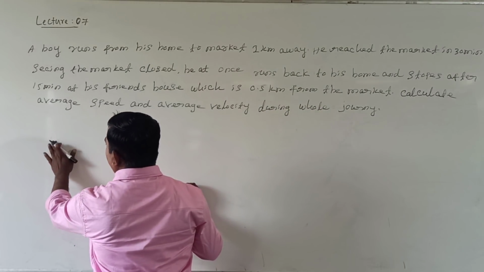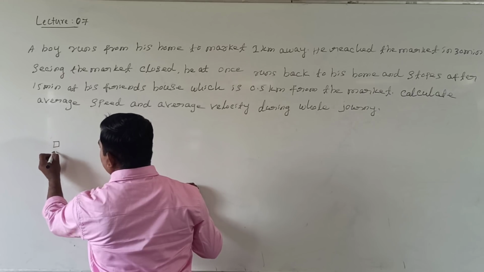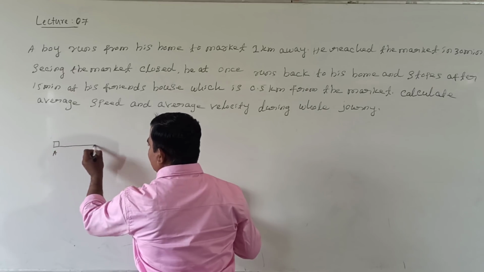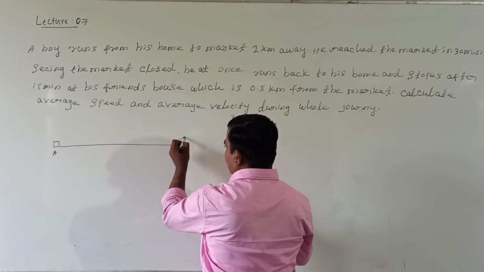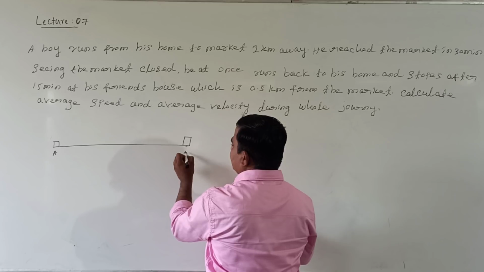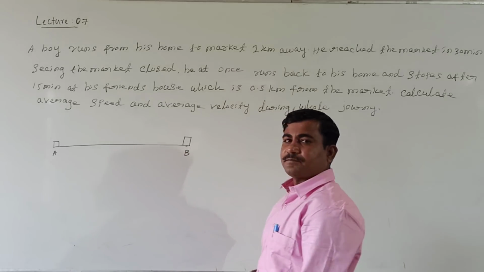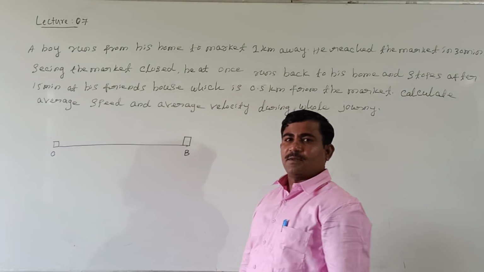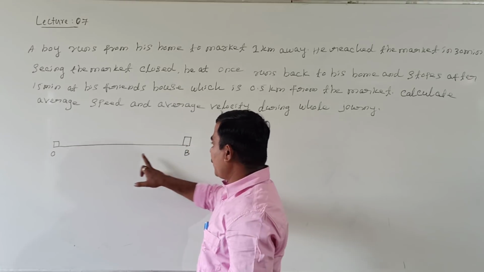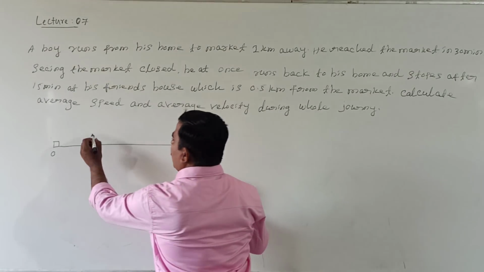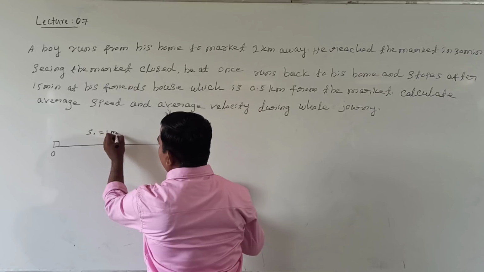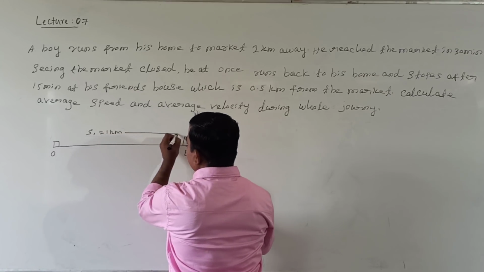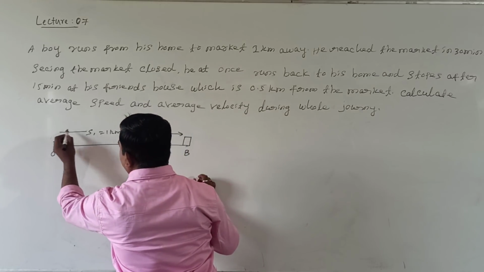It is the home. Shall I take? It is the position of the home. This point we are calling A. Right? The boy goes from home to market. Home to market. This is the point B, or you can take this as point O. The person goes from home to market. How much distance? Distance equal to 1 kilometer.